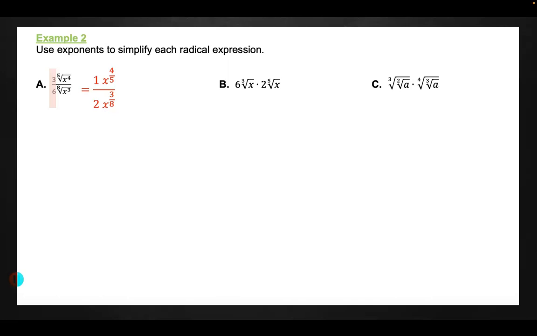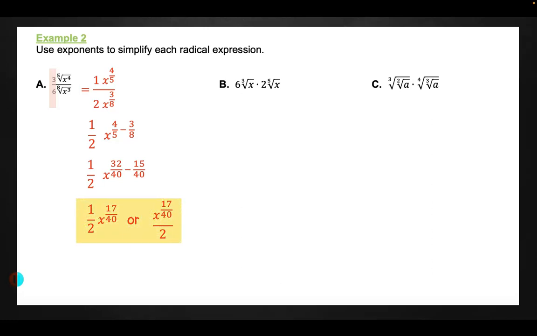When I do this, I should see that with the x's, I have the same base. So I can take the 4/5 and the 3/8 and subtract those exponents. Please remember, we need common denominators when we're adding or subtracting fractions. So I'm going to have the common denominator of 40. When I subtract 32 minus 15, I get 17, over 40 as my rational exponent. You could also write this as x to the 17 over 40, all over 2.